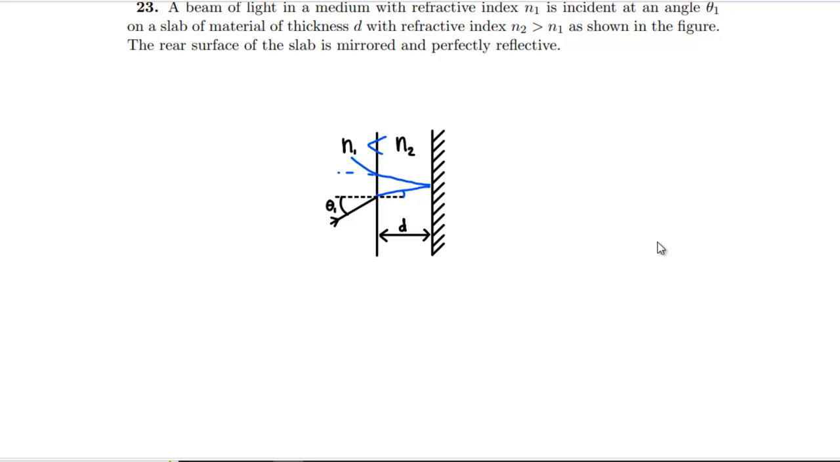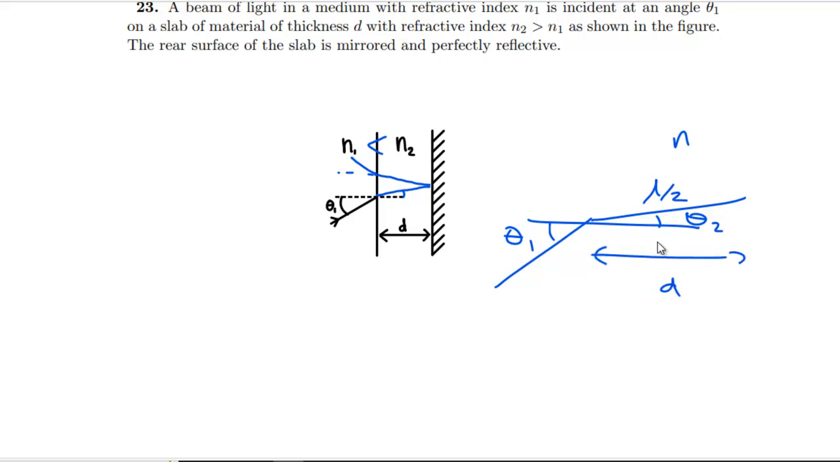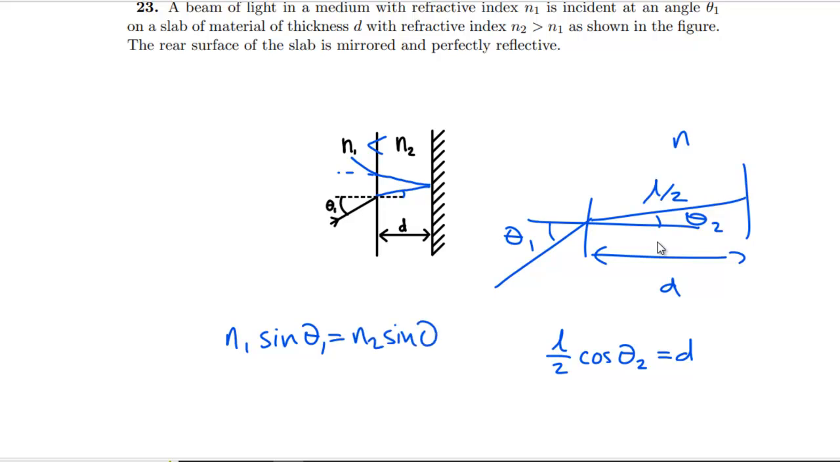So let's zoom in on the boundary here. We've got that, then we've got that. That's our theta 2, although we can't use that in our answer. That's our theta 1. That is L over 2. That is then d for where we hit the wall to there. We've got a cos theta going on here, haven't we? So we've got L over 2 cos theta 2 is equal to d. And we've got our usual n1 sine theta 1 is equal to n2 sine theta 2.